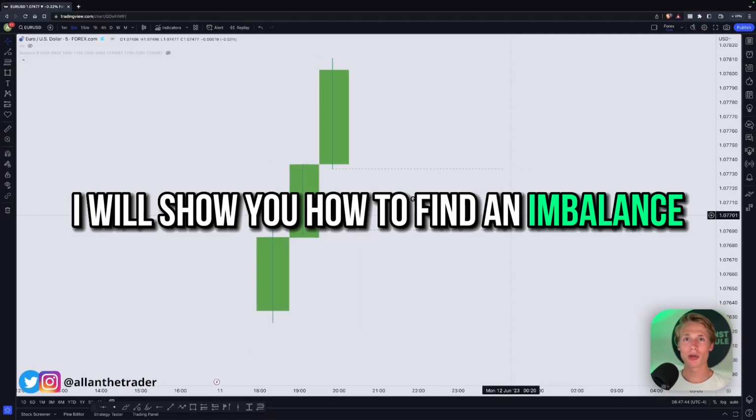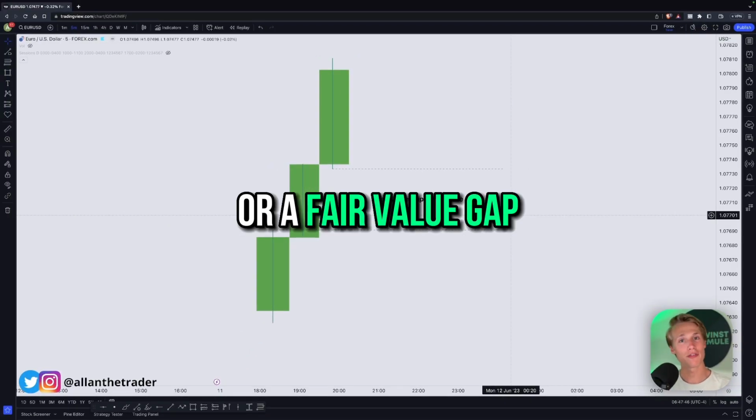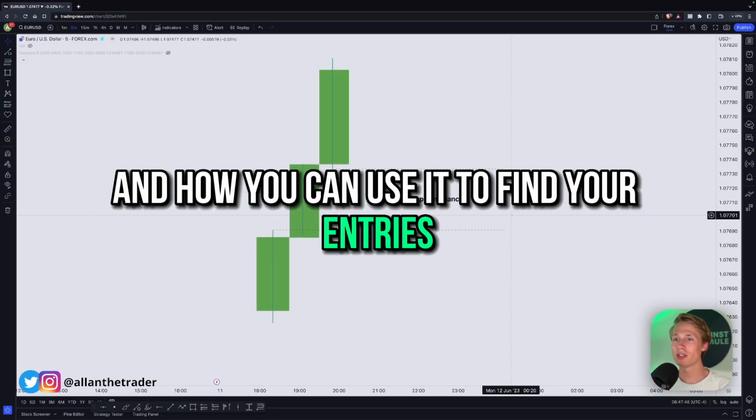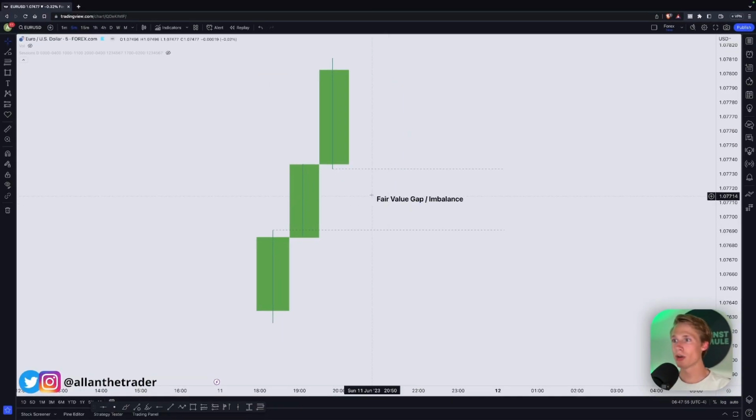In this video, I will show you how to find an imbalance or a fair value gap, and how you can use it to find your entries. Most people call it differently, it's either the fair value gap or an imbalance. It's the same thing, and it's a gap between 3 candles, and you can use it for very good entries. This is what I use for my entries as well. It's what I show in the YouTube video, so it's very important to understand what a fair value gap is.